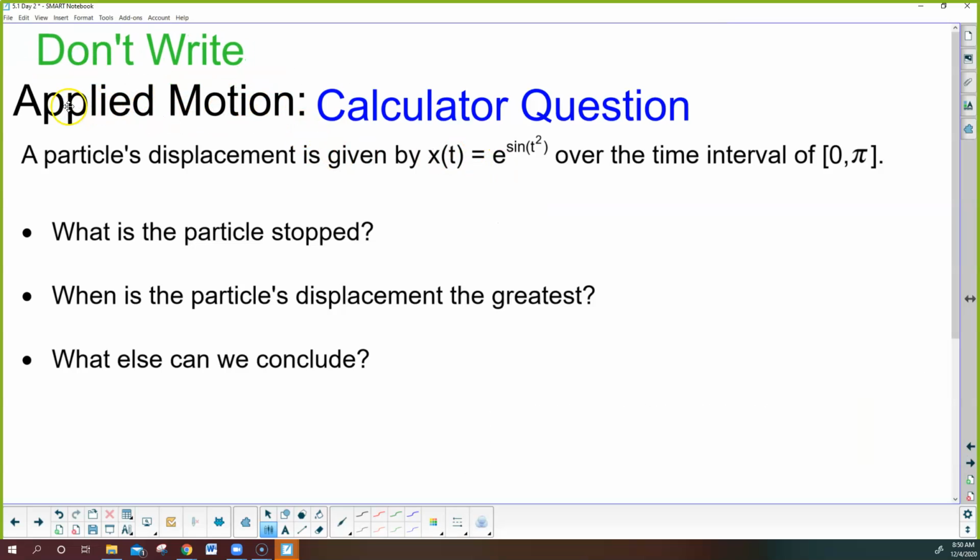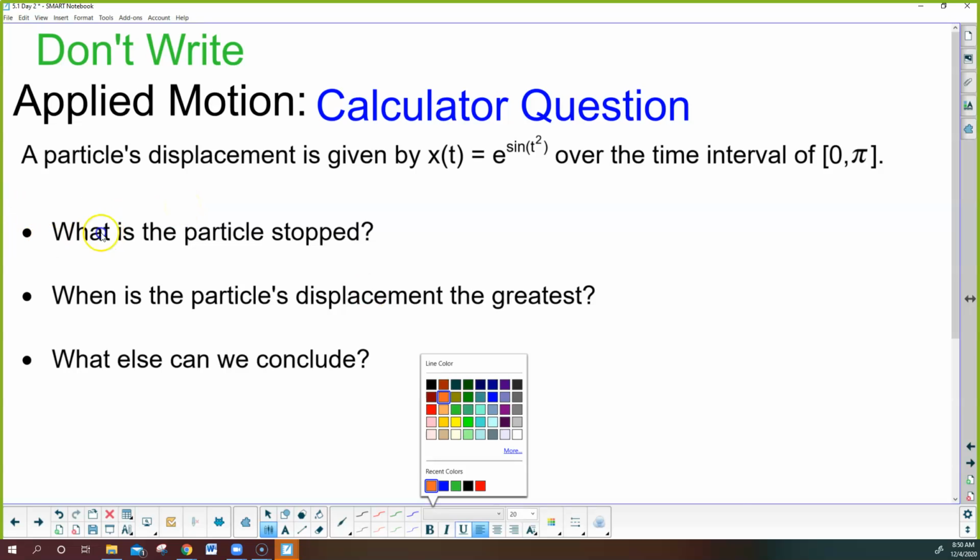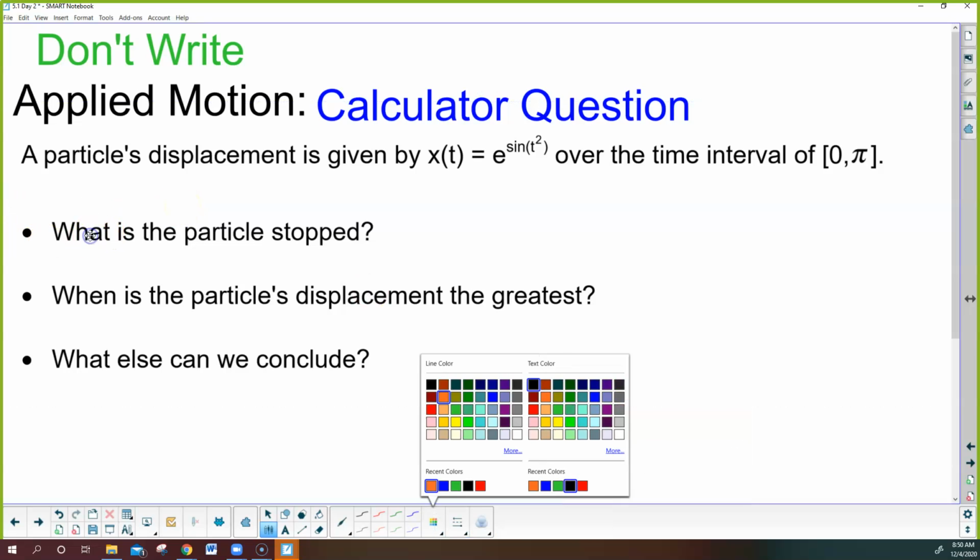Again, don't write, but this is an applied motion calculator question. When you come across a problem like this, you don't have to show any work. It's all in your calculator. You might be asked to justify, but you don't have to show any work there.